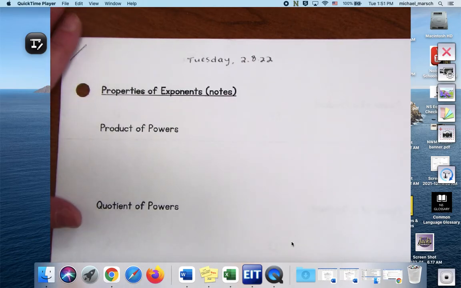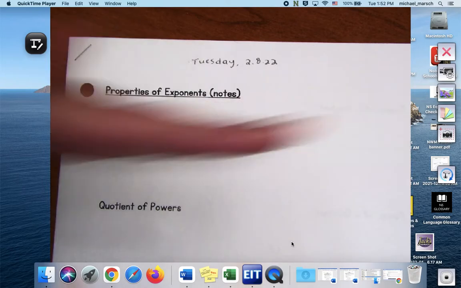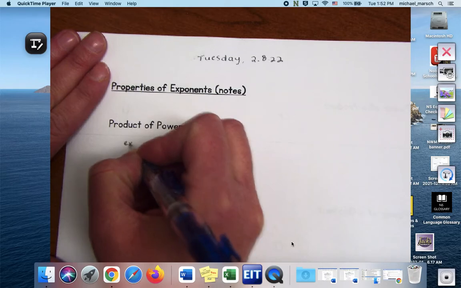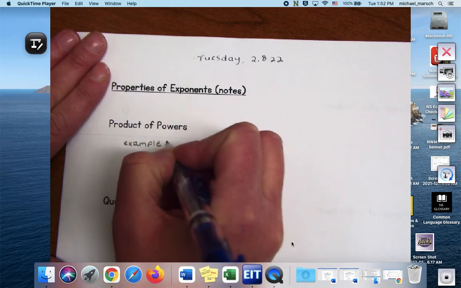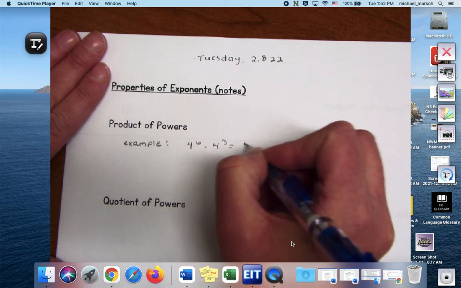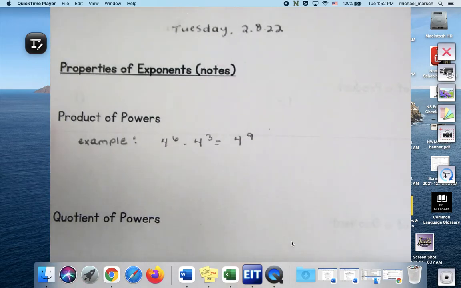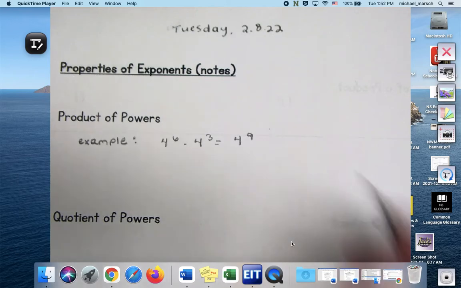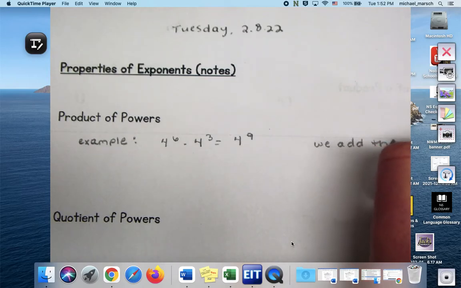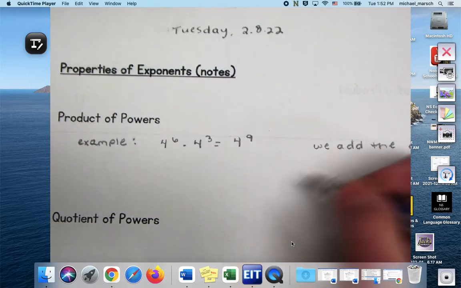Okay. All right. Properties of exponents. I'm just going to do examples and give an explanation of what we do for each one. So, product of powers. 4 to the 6th times 4 to the 3rd equals 4 to the 9th. And the explanation is we add the exponents when the bases are the same.